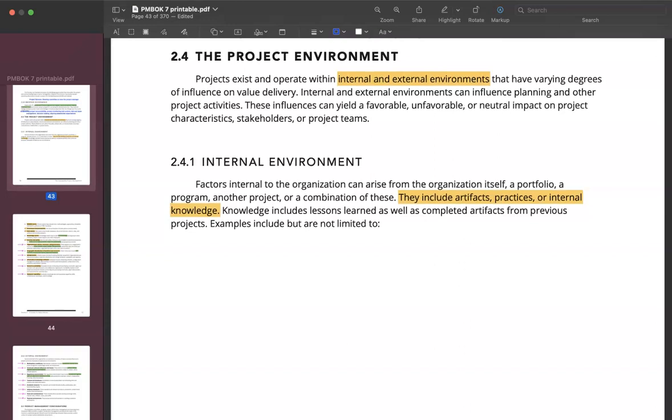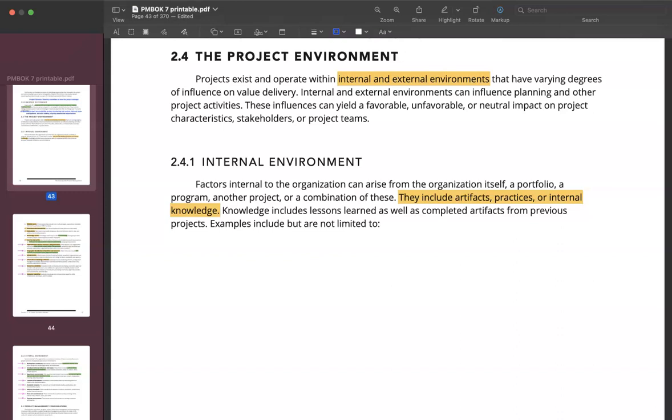Now, this video is related to the content around the PMBOK 7th edition, and in today's video, I'd like to talk about two concepts that further contribute to the delivery of value by an organization. So these are sections 2.4 and 2.5 from the standards of project management. The first concept that I want to talk about is the project environment.